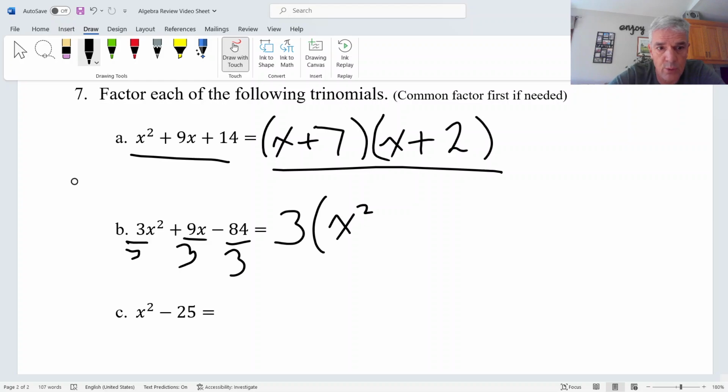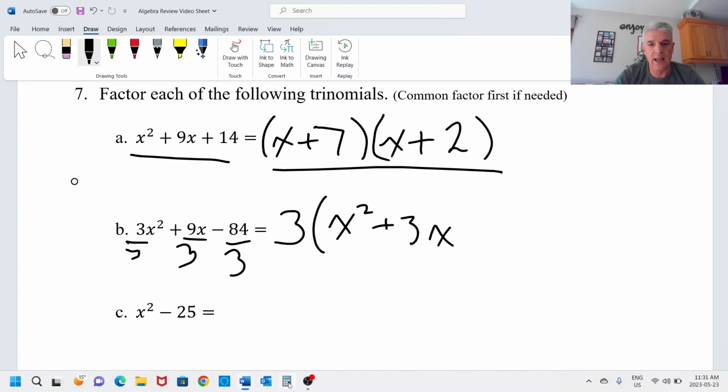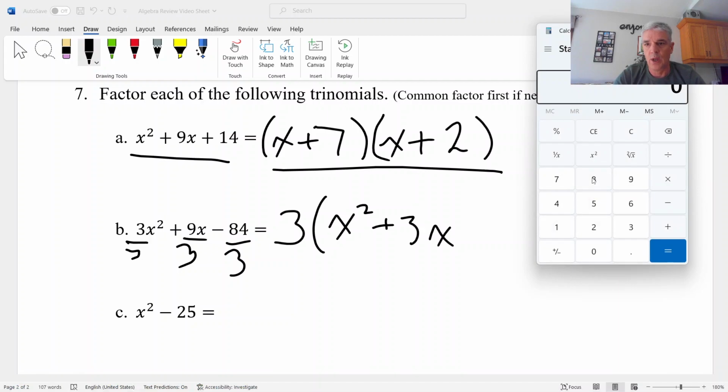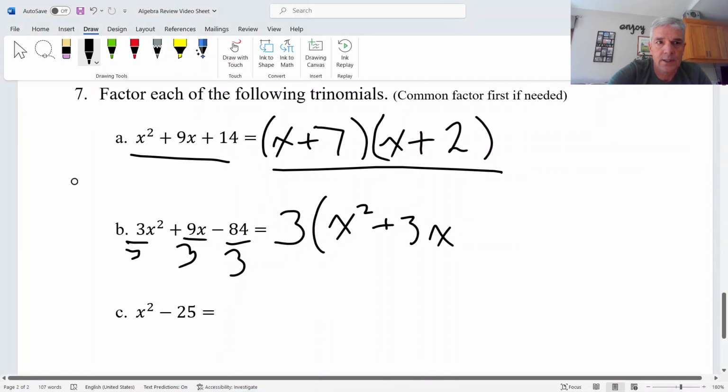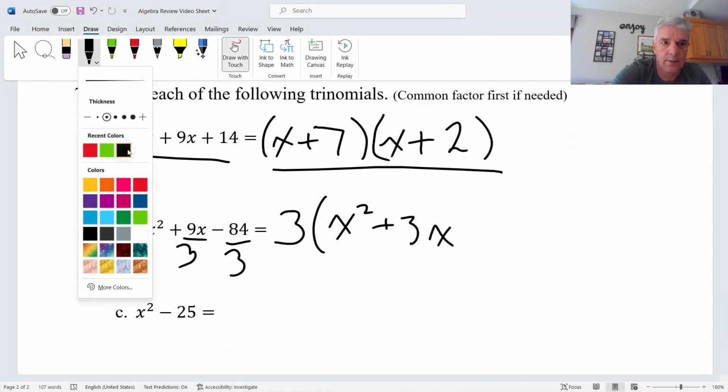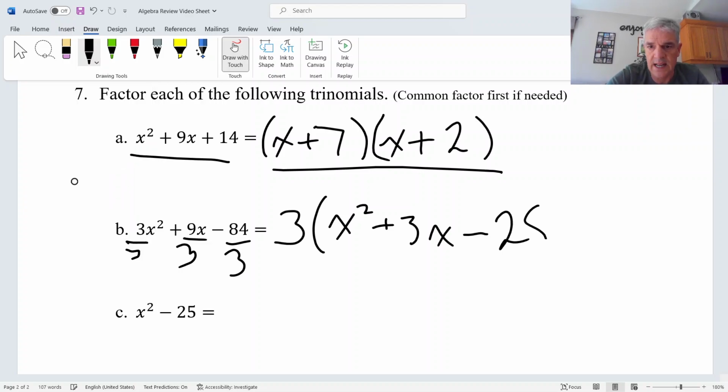Those are the only style that you're really able to factor. 9 divided by 3 would give me plus 3x, and 84 divided by 3. What is 84 divided by 3? Some students will really struggle with this. Get your calculator out if you want. 84 divided by 3 equals 28, okay? I already knew the answer because I made the question, but I wanted to just show you that. And then you go minus 28.